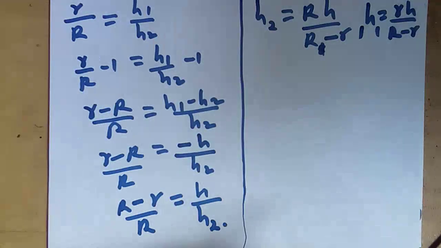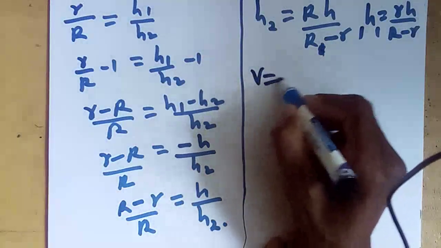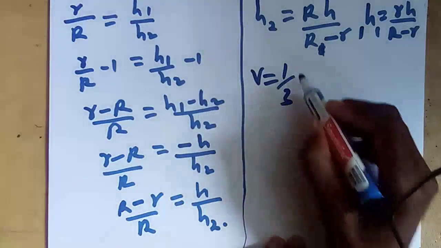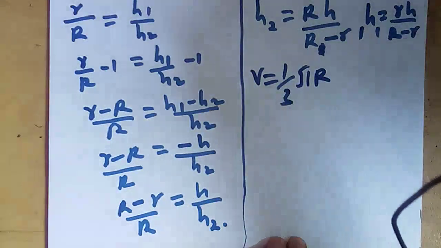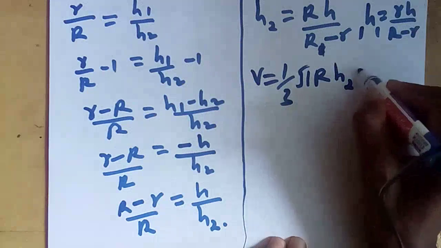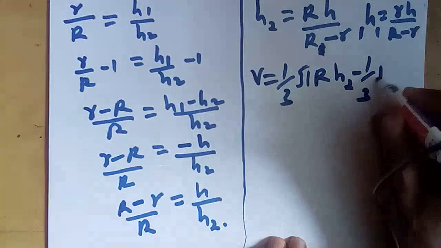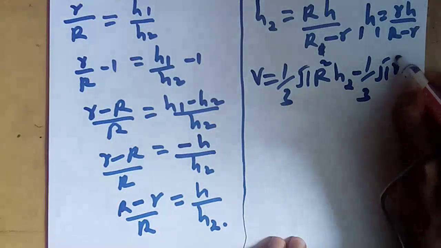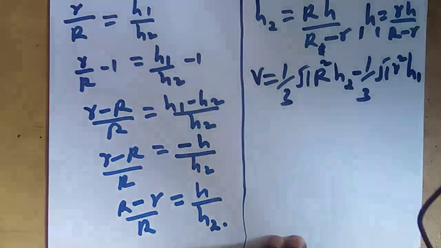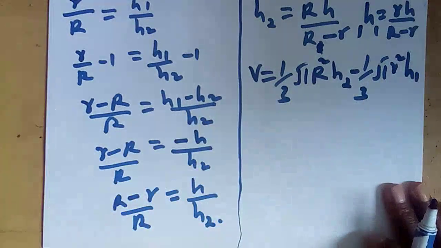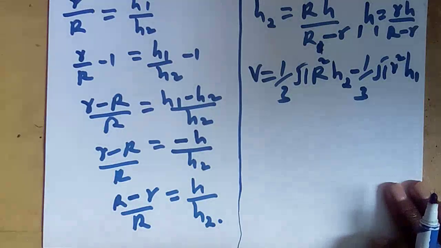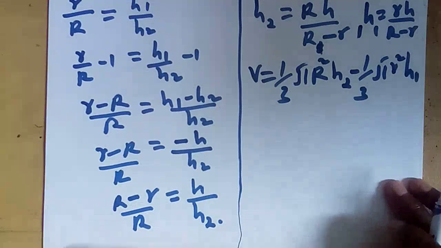Now I want you to recall this, that the volume of a frustum is gotten by a third pi R squared capital H, the original cone, which is H2, minus a third pi r squared H1. Are we together? That means that the volume of the original cone minus the volume of the chopped cone, the remaining one, should actually be the volume of the frustum.